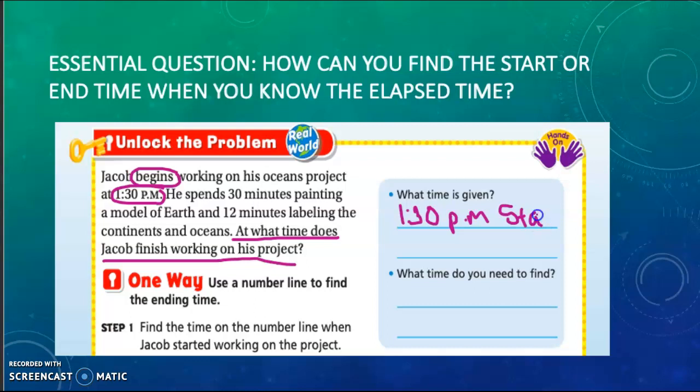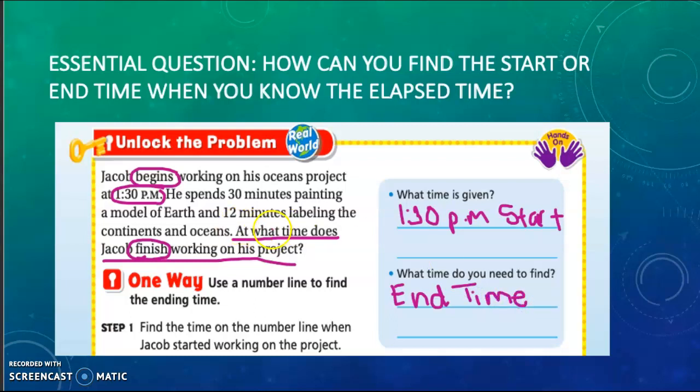Then my question goes on to say, what do I need to find? Well, if I look at my question, it says, at what time does Jacob finish working on his project? So here the key word is finish. So here I'm looking for the end time. What time will he finish working on his project? So this is the end time.